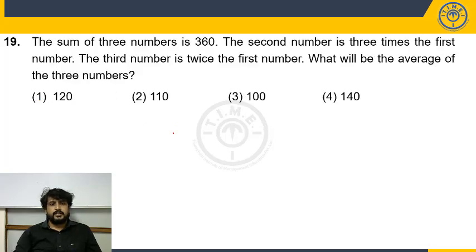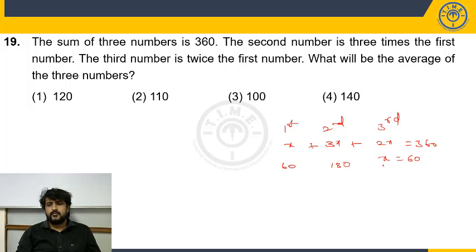The sum of the three numbers is 360. The second number is 3 times the first number, and the third number is twice the first number. What will be the average of the 3 numbers? When you read this question, generally you get the doubt about the first number, second number, third number. So the second number is 3 times the first number: 3x, x, and the third number is twice the first number, 2x. The sum of these will be equal to 360, so x will be equal to 60. This is generally what you do: 60, 180 and 120.